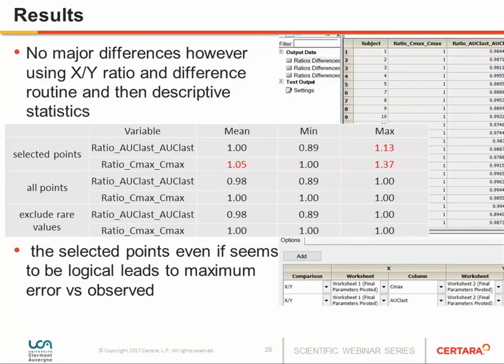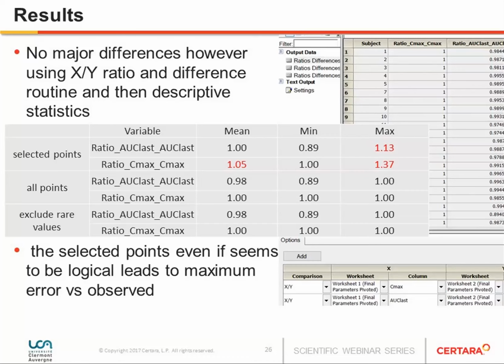These are the three major things that I have made in the middle of this slide. I have the selected point, all point, exclude rare value. I make the ratio of AUC last recalculated on AUC last observed for each subject, and I make the mean. You can see that in this case, my mean is very close to 1, which is not so bad, but I have the extreme values, which are the max and the min values of those ratios.